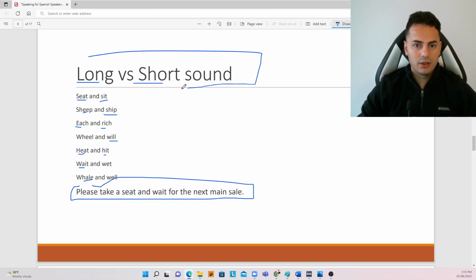And if you take a look at this sentence, if you don't say it right, if you have an issue here, you could say please take. It is not take, it is take. It's a long sound with accent. Please take a seat. It's not please take a sit. And wait. It's not wet. For the next main, not men. Sail, not sell. So please take a seat and wait for the next main sail. Say it after me. Please take a seat and wait for the next main sail. And so on.